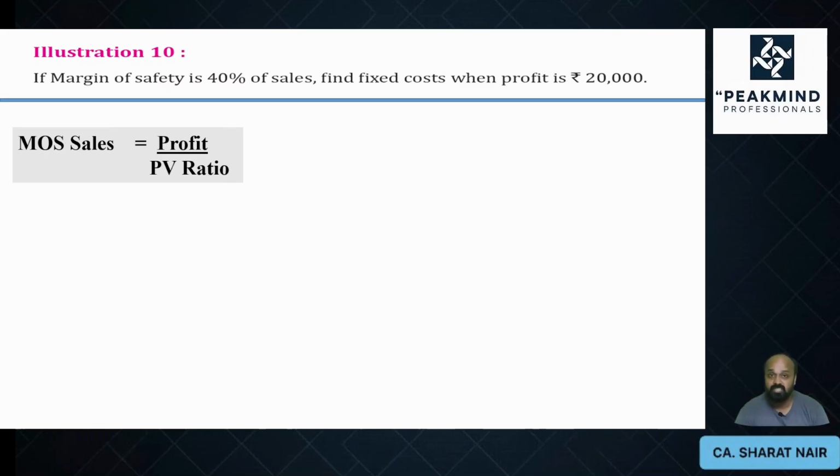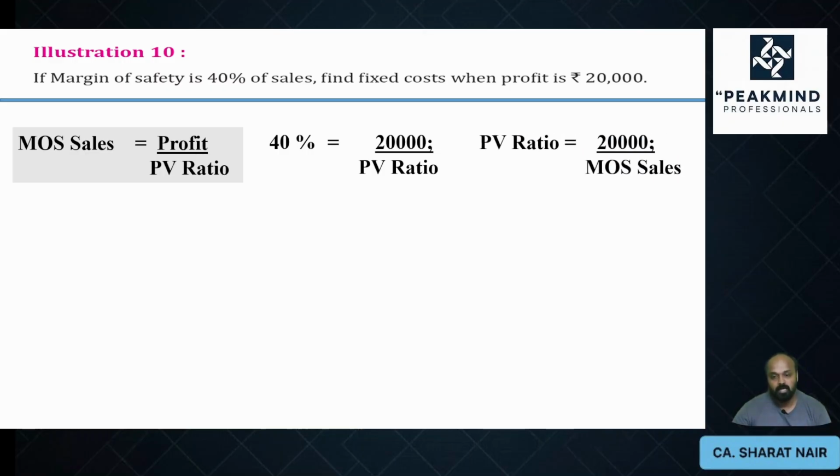I know that margin of safety is equal to profit by PV ratio. Now, in the question, they have mentioned 40% as margin of safety and the profit is also given as 20,000. But they have not given the PV ratio. I also can write like this. PV ratio in this case will be how much? 20,000 divided by margin of safety sales, not percentage. So I can say margin of safety sales into PV ratio, what will I get? Contribution, isn't it?